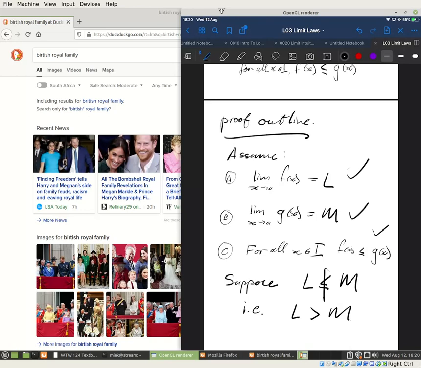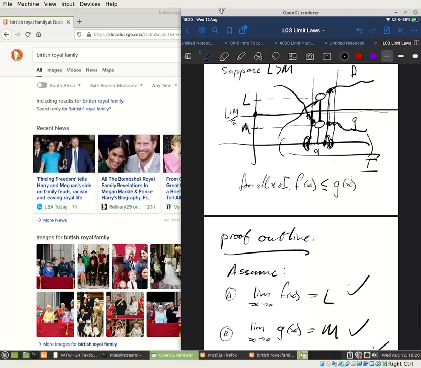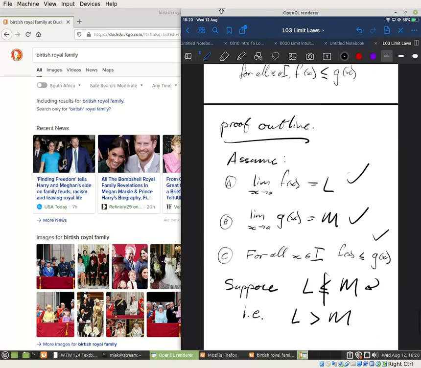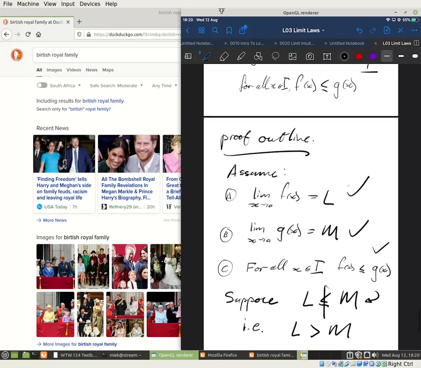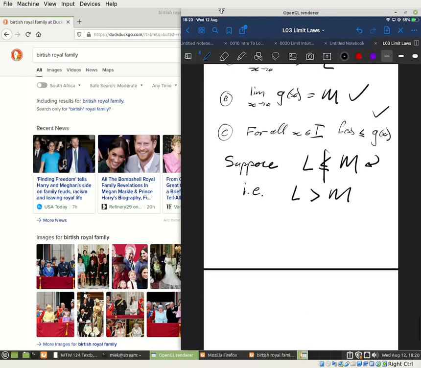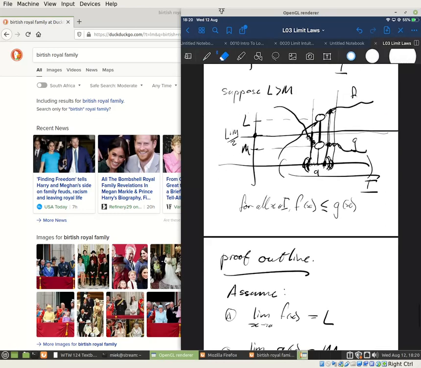And now, to use a proof by contradiction, we will suppose that the conclusion that we want, L less than or equal to m, is not true, i.e. that L is bigger than m. Okay, so now we want to end up with some contradiction, and the contradiction that we will end up with is we will contradict this assumption that we made.